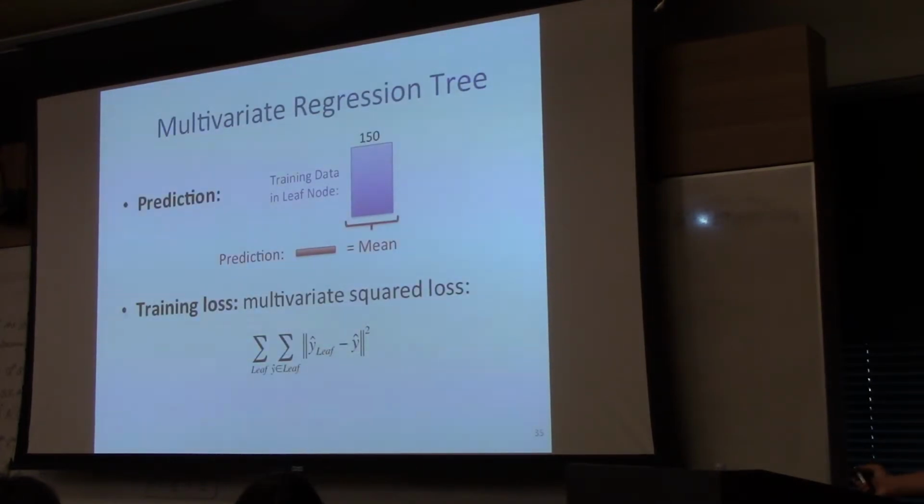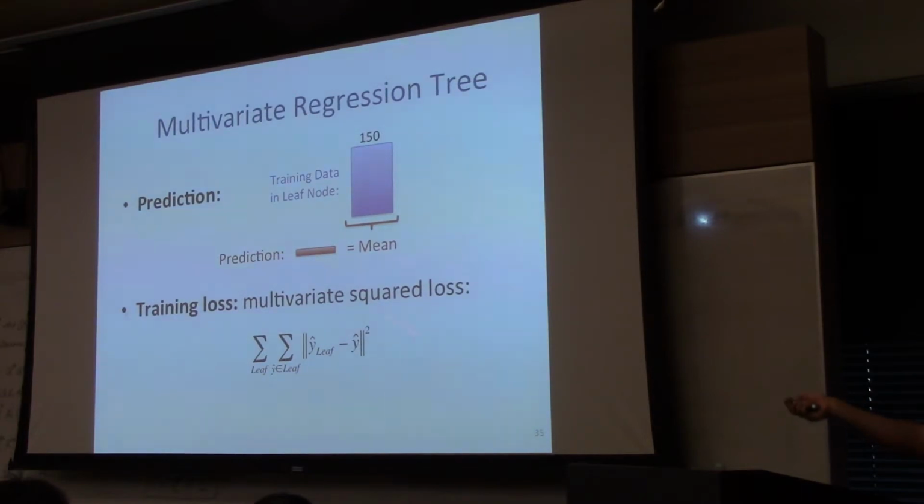Okay, so what does the tree model look like? Well, this is the training data in one of the leaf nodes. Remember, we're doing 150 variable regression. Every column is a variable we're predicting. Every row is a data point that partitions to this leaf node. The prediction is simply the mean. We're predicting 150 numbers, so that's the column-wise mean.